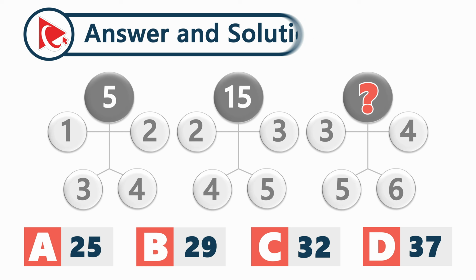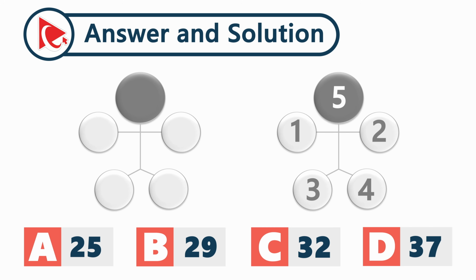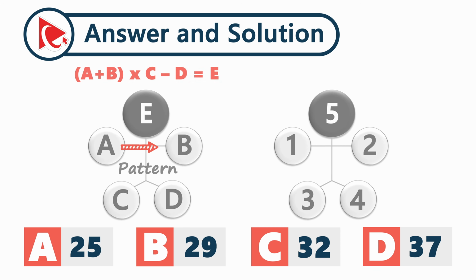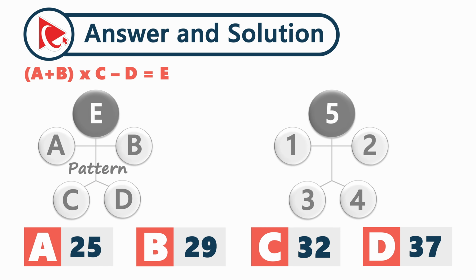As you might have guessed, the pattern here is extremely simple. To understand it, let's assign letters to each part of the villain shape. A, B, C, D, and E. So, to calculate the E, you need to add A and B, multiply by C, and then subtract D. Let's look at the example, or defeat the first villain.